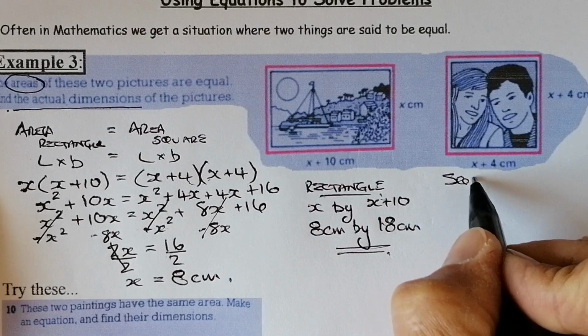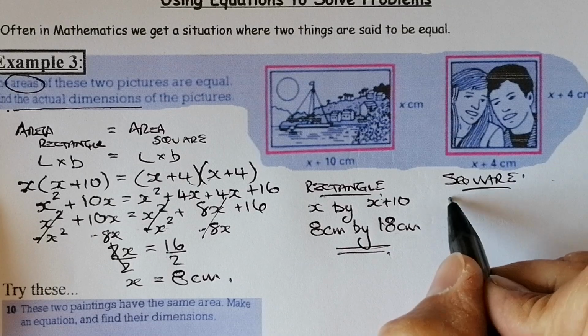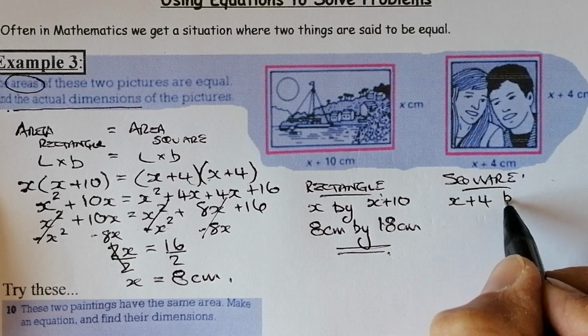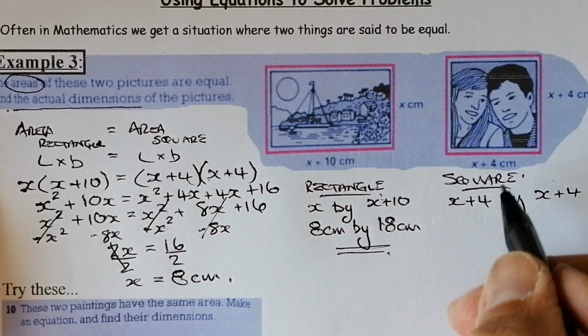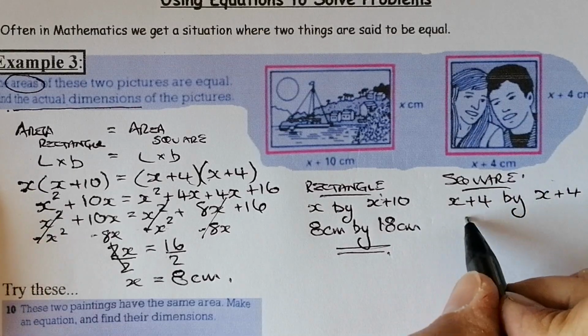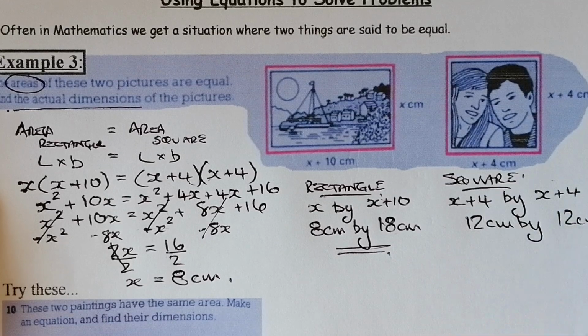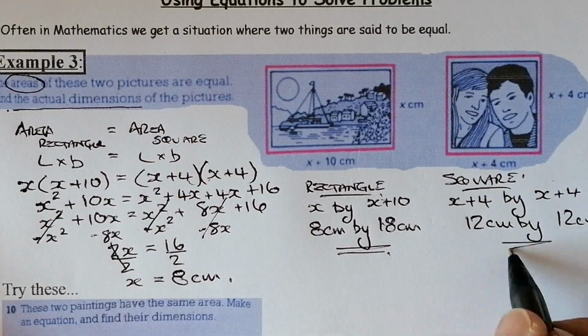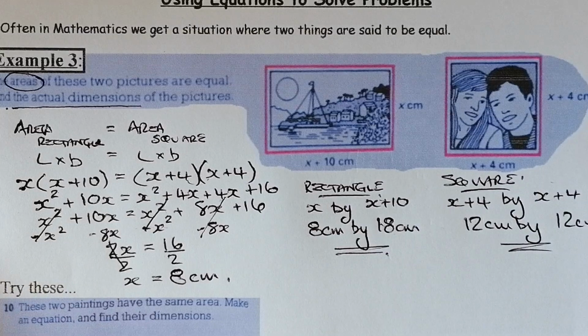For the square, so the square is going to be x plus 4 by x plus 4. So it's that by that there. That's all I'm saying. So 8 plus 4 is 12. That's 12 centimetres by 12 centimetres. Okay, so that's the square. That's the dimensions. That's what I was asked to do in the question. With problem solving questions, always go back and see what they're asking you to do.